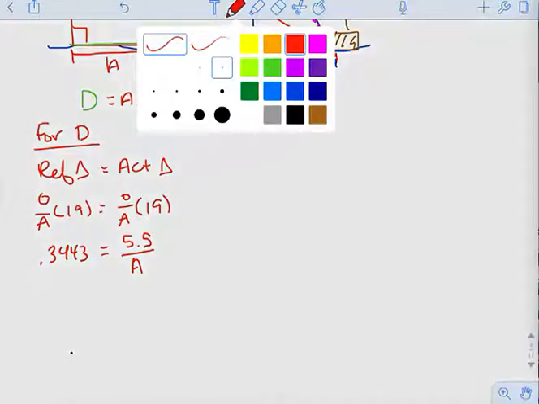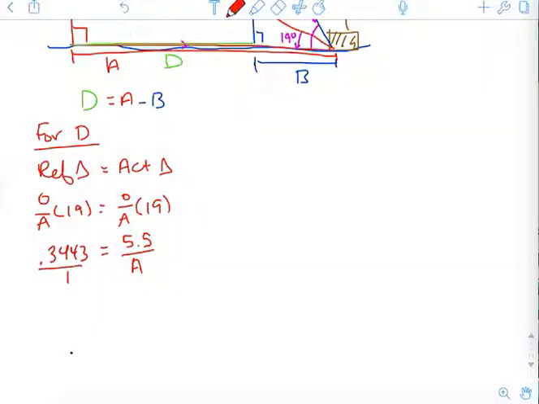I'm going to cross multiply. I'm comfortable with that. So I'm going to put that over 1. And so cross multiply one way, I get 5.5, and that's A times 0.3443. Now this is just my normal algebraic solving routine. And I'll probably have to go to my calculator for this one because I cannot do that in my head.